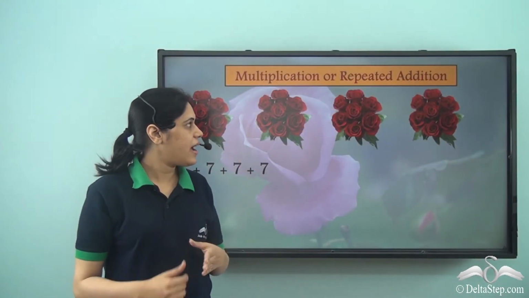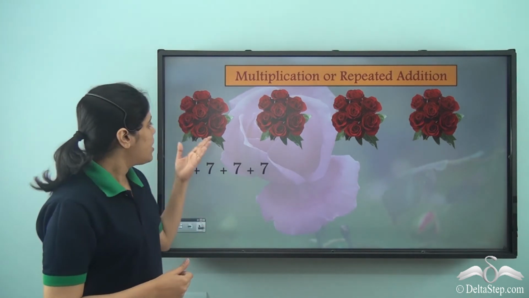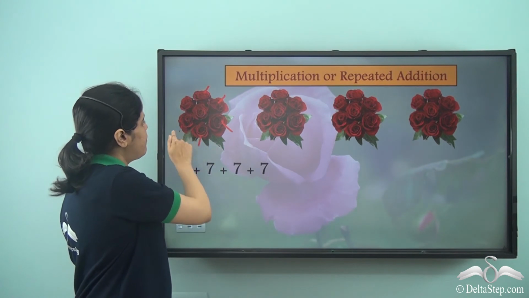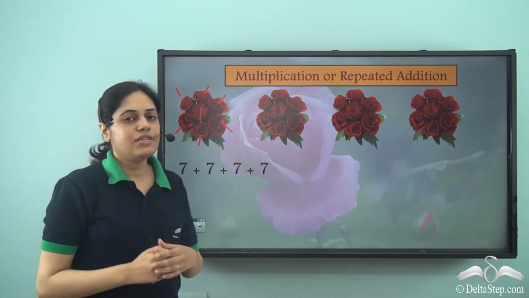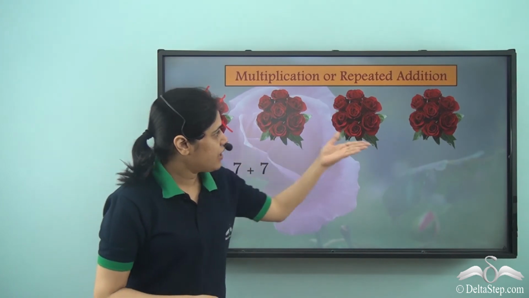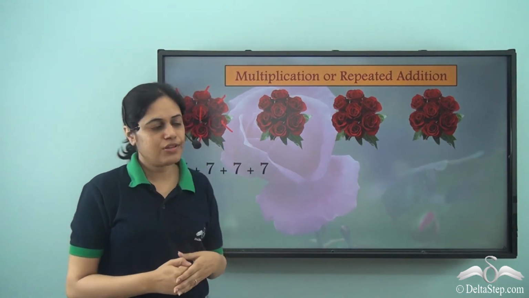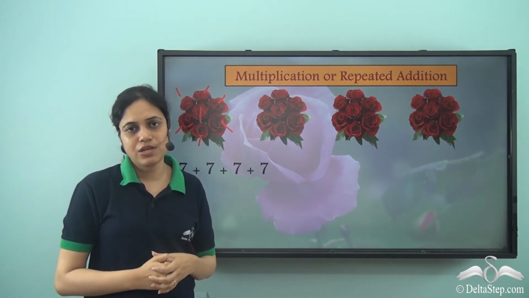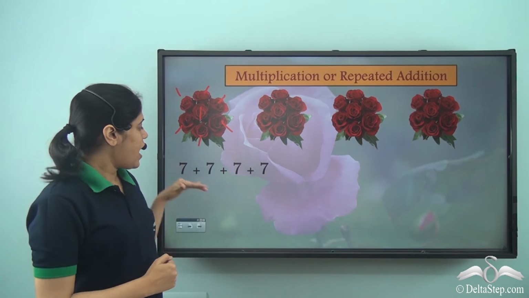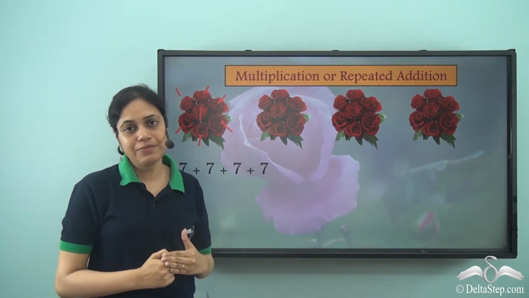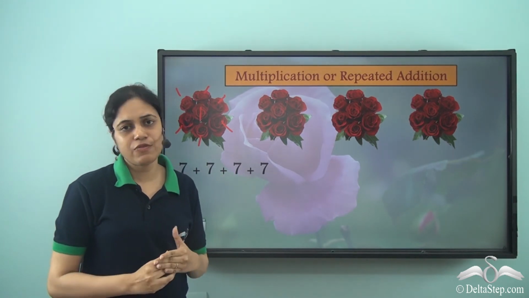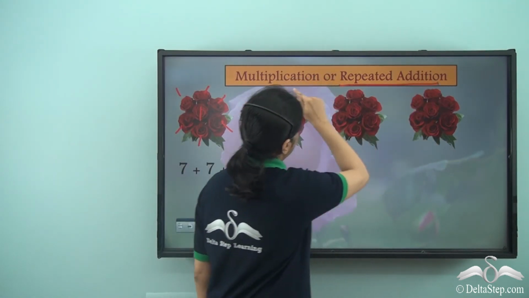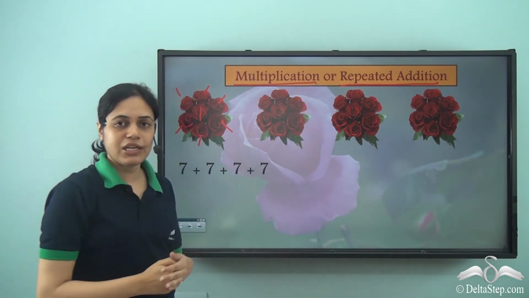So over here I have got some roses. In this bunch I have 1, 2, 3, 4, 5, 6, 7 roses, and I have 4 such bunches. So there are 7 plus 7 plus 7 plus 7 roses. Now how do I find this? I need to add 7 4 times. But do we add 7 4 times? No. We now know that repeated addition is nothing but multiplication.